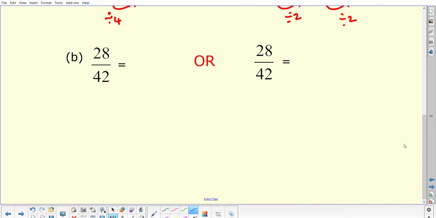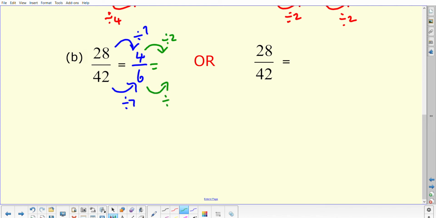So with the second one, 20 over 42, I would be looking for you to spot that you could divide top and bottom there by 7, and that would give us 4 on the top, and 7 into 42 would be 6. Alternatively, I'm then looking for you to notice that we can still divide by 2 again, and dividing by 2 again would get us down to the final answer of 2 over 3.